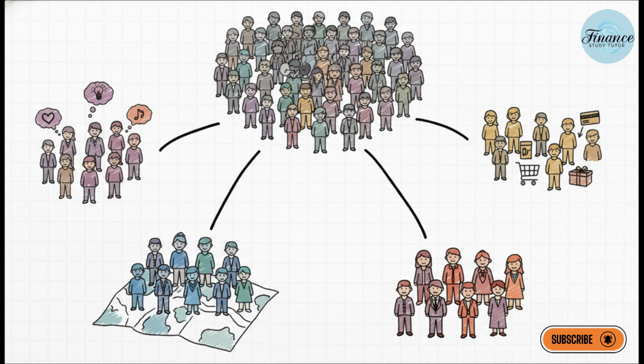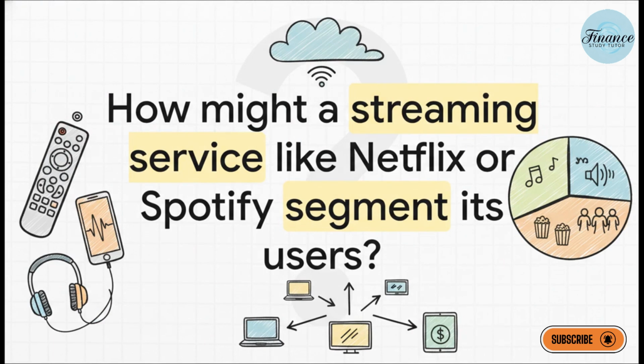We can group customers by where they live, by their age or income, or even by their behavior and lifestyle. This lets us perfectly tailor what we offer to each specific group. Let's make this really practical. Think about a service you probably use every day. How do they slice and dice their market to offer different things to different people? Just take a second and think about it.